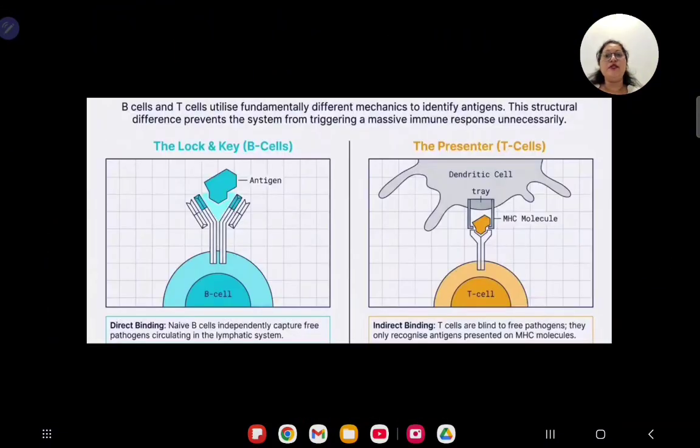Next part is the differentiation of how these cells work. A quick brief recap. As we have seen, the B cells and T cells have different mechanisms. The B cells generally have a lock and key mechanism, whereas the T cells have a presenter type of mechanism where the MHC molecule plays a very important role. B cells have direct binding, and T cells have indirect binding. The T cells are blind to free pathogens. They only recognize antigens presented on the MHC molecules, whereas B cells capture free antigens which are roaming in your body, and that's how you are given protection.